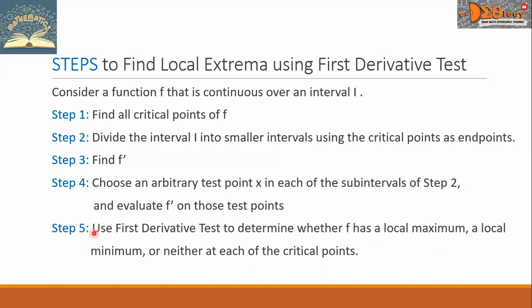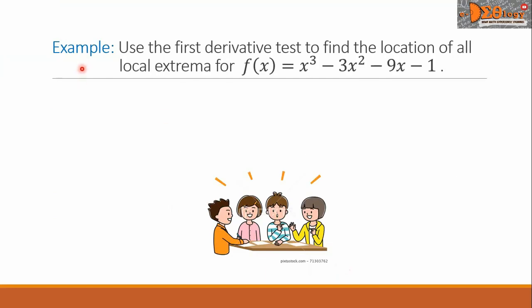Step 5. Use first derivative tests to determine whether the function f has a local maximum, a local minimum, or neither at each of the critical points. Let's see this example. Use the first derivative test to find the location of all local extrema for the function f of x equals x cubed minus 3x squared minus 9x minus 1.